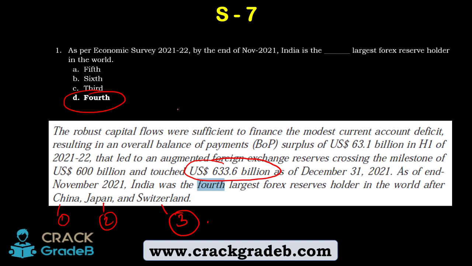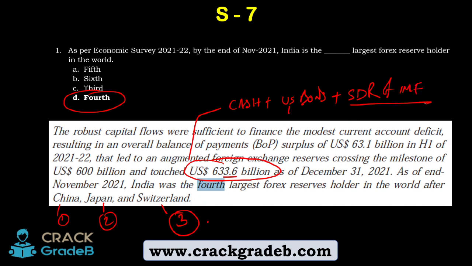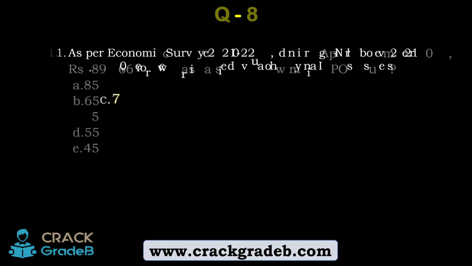And you remember in one of the videos in the static part, we have explained that it is not just cash. It is about cash, it is about US bonds, plus all the other central bank bonds. Then it is about SDR of IMF, special drawing rights of IMF. So all this is included in the forex reserve. It's not about keeping cash with RBI. Forex reserve includes everything. Let's see question number 8.